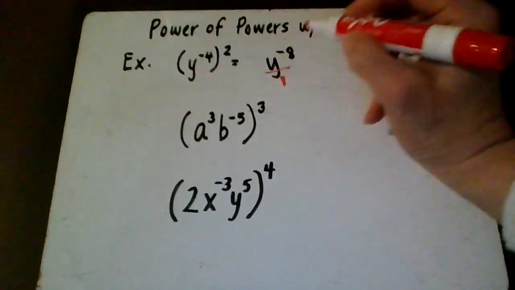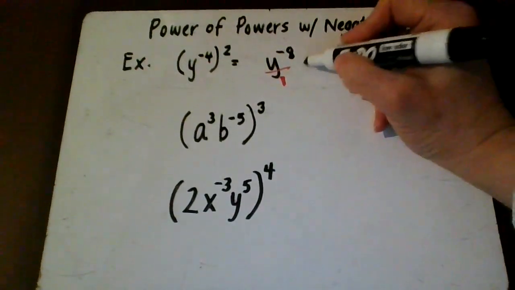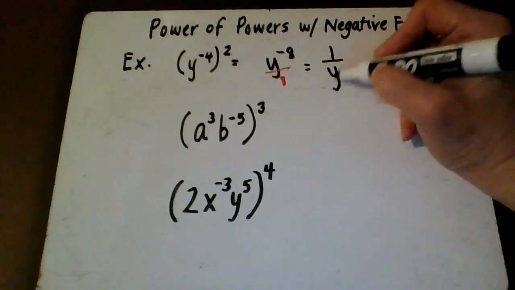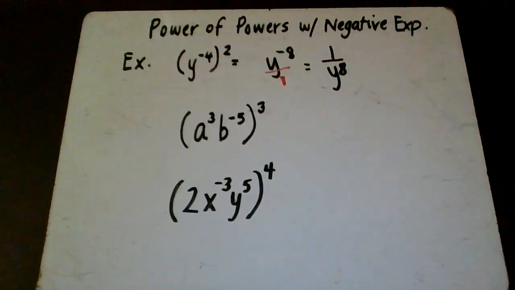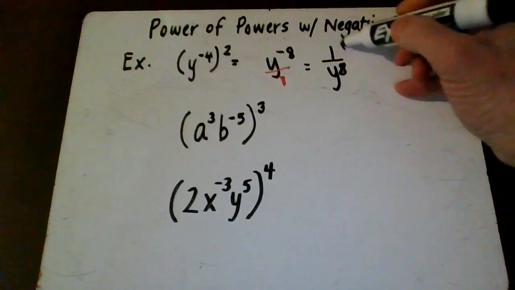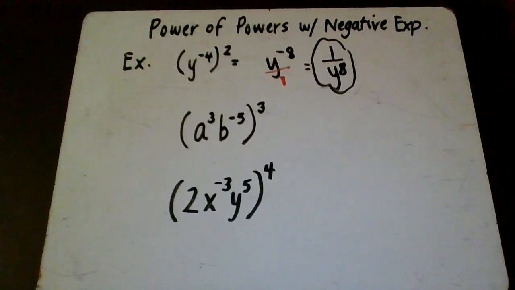So I put a 1 under it. And I take the reciprocal or flip it. And when I flip it, I take the negative sign off and nothing more I need to do. Done. Next one, power of powers with negative exponents.